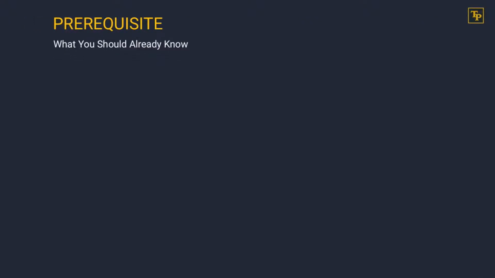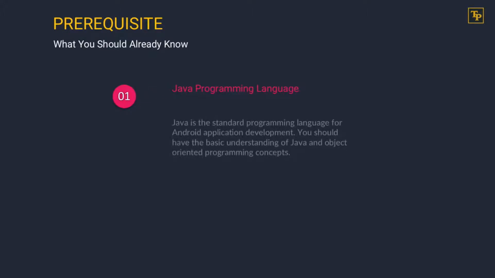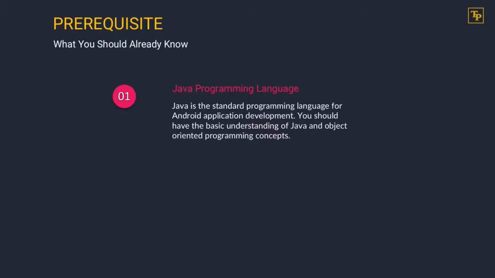To start Android application development, you should have at least a basic knowledge of Java programming language and object-oriented programming concepts. Now the question probably you want to ask is, why do we need Java for Android application development? Java is the standard language for Android application development. That simply means we are going to write our Android application source code in Java programming language. That's why you must have the basic understanding of Java programming language.